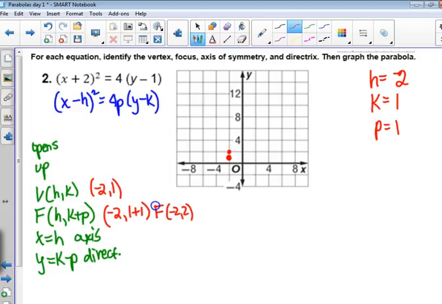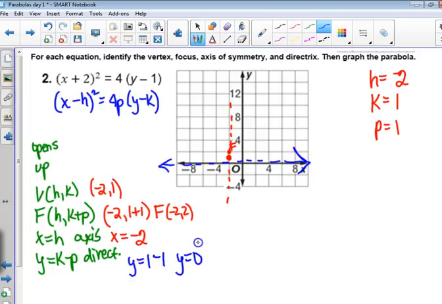Did someone have the focus at -2 too? All right. The axis of symmetry cuts right through what? X equals -2. Everybody all right? It's a vertical line that goes right through both of those points. Okay, the directrix, on the other hand, is a horizontal line 1 unit below this, so it's actually at what? Yep. It would be y equals k minus p, which is y equals 0.